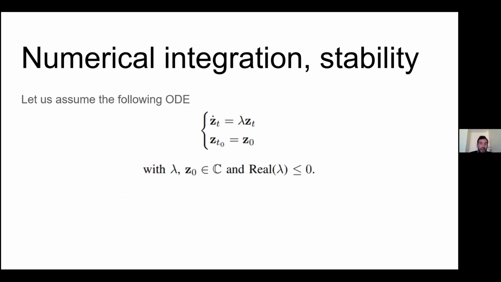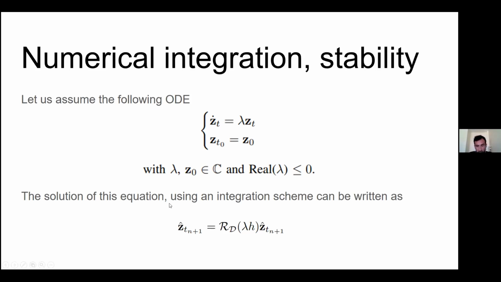And one of the main criteria that are used to assess the stability of a given integration scheme is also built on linear differential equations. So assuming that we have this linear differential equation here, and since the real part of lambda is inferior or equal to 0, this means that this differential equation is bounded or goes to 0. So the solution of this equation given an integration scheme can be written in this form, because this is a linear equation. So we can factorize the equation to something like this. And R here is what we call the stability function of the integration scheme, and it's a function of lambda h.